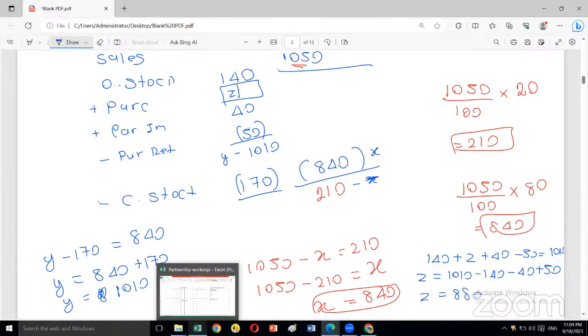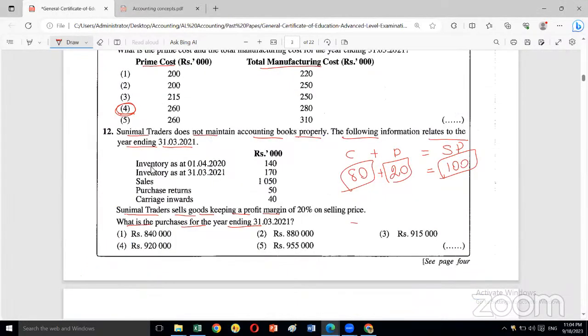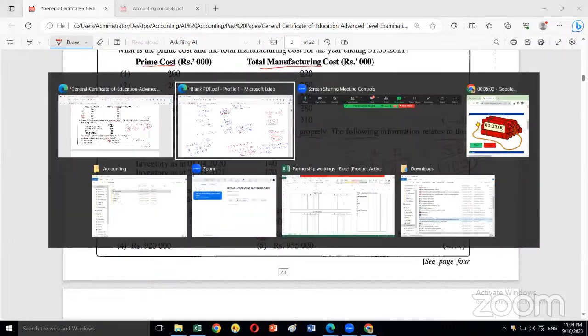So this is 880. That is my stock purchase. So how much is the stock purchase value? 880. Do I have the answer? Yes, I have the answer. Answer is 880.